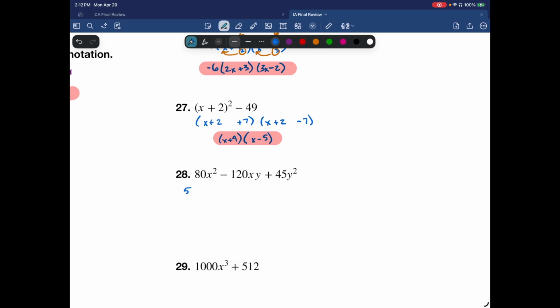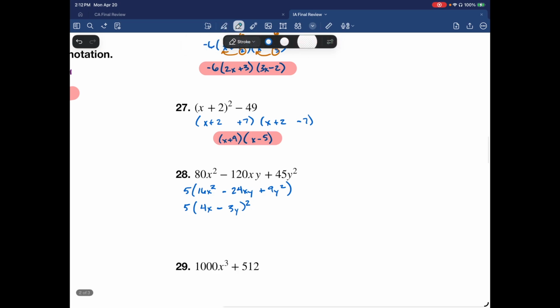Okay, there's that. All right, on 28, I could take a 5 out, and so let's do that. I have 5 times 16x squared minus 24xy plus 9y squared. Now, the first term and the last term, 16 and 9, those are perfect squares. All right, so this is one of my special forms. So that's going to be 4x. I take the square root of 16x squared, that's 4x, minus, I took the middle sign, and then the square root of 9y squared is 3y, so (3y) squared.